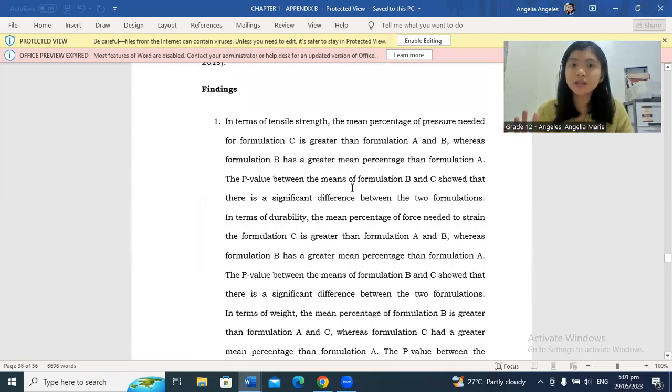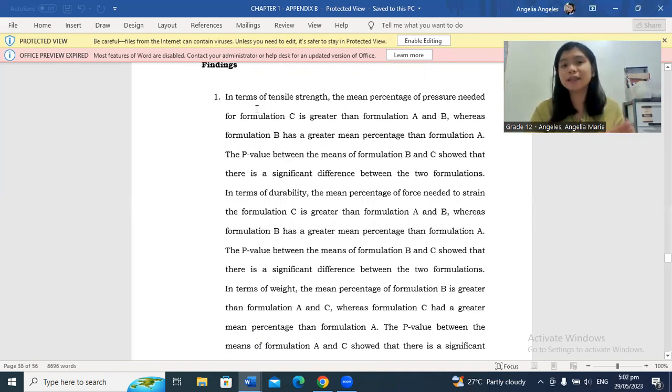Itong findings na to, ito lang yung parang worded summary of the tables, no? So wala siyang value. Wala siya dapat number. Okay? So puro greater than, lesser than lang. So yun lang sasabihin mo dito. Pero kailangan nyo intindihin, ito kasi medyo nakakalito. Kailangan nyo isa-isahin. Okay, so alam nyo dapat kung ano yung tinutukoy na formulation C, B, and A.